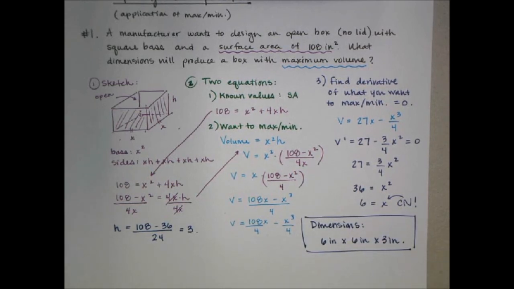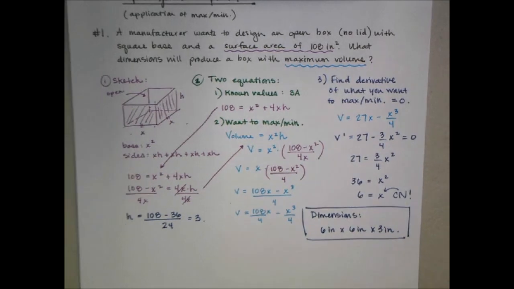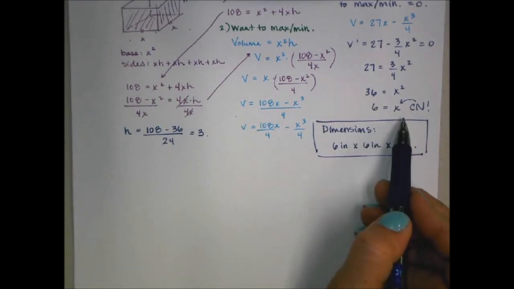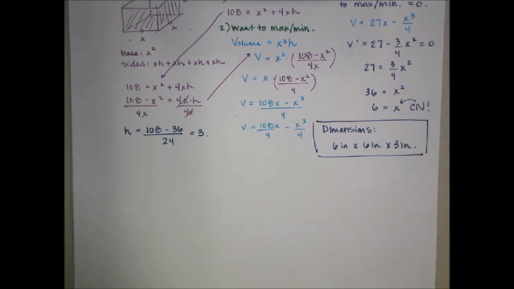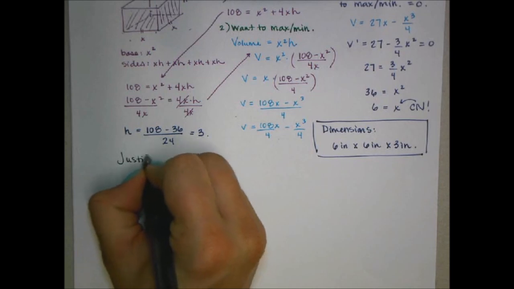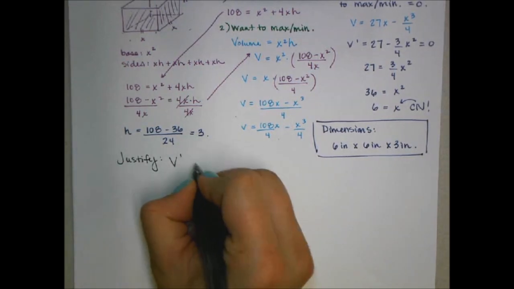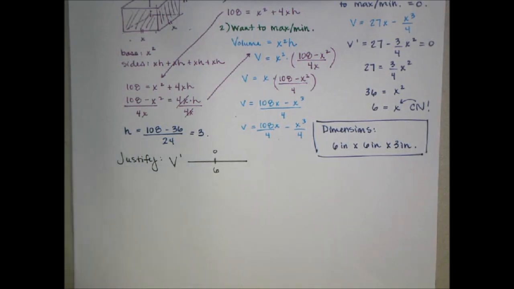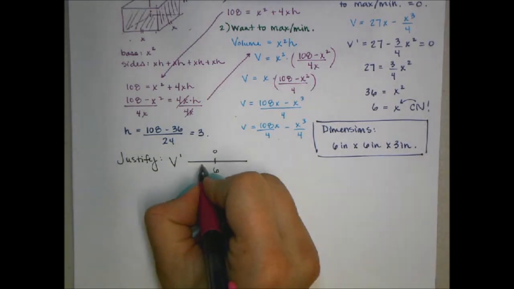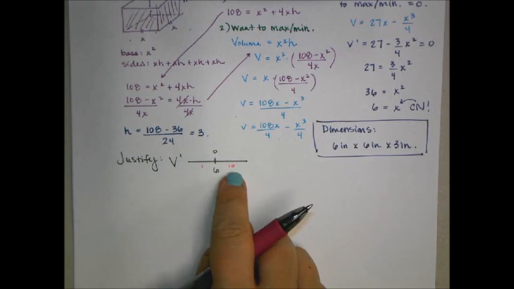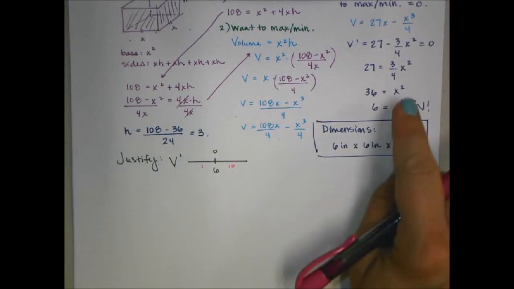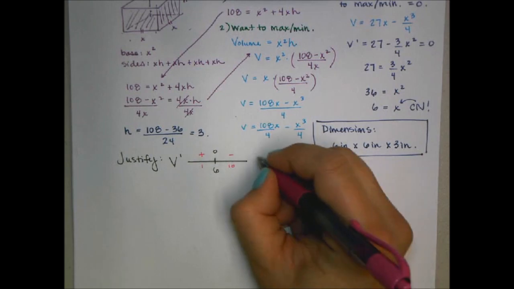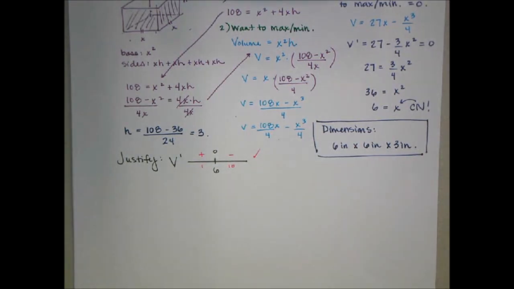The last step you want to do on each of these problems is justify. So to justify that you have a maximum, you just want to show that your critical number is the maximum on a number line test. So here's our justification. So V prime, we would put 6 on here as a 0. And then I just need test values to show I have a maximum. So 1, 10, plug those into our derivative. If we plug in 1, we get a positive. If we plug in 10, we get a negative, and that right there verifies that 6 is a maximum value. So we've maximized the volume of the box.